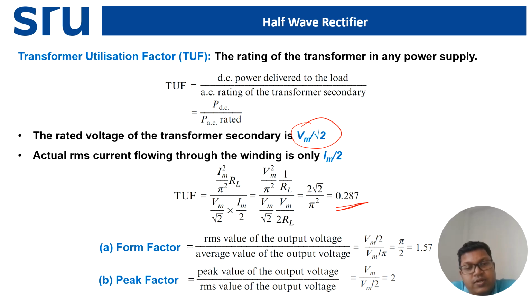What is form factor? Form factor is defined as the RMS value of the output voltage divided by the average value of the output voltage, and as per the equation it becomes 1.57. And what is peak factor? Peak factor is defined as the ratio of the peak value of the output voltage to the RMS value of the output voltage. That is Vm divided by Vm by 2, which becomes 2. So these values, 1.57 and 2, are fixed. If you give a different Vm as input, that does not change these values, because they are independent of Vm or any other flexible parameter. These values are fixed only for the case of the half wave rectifier.